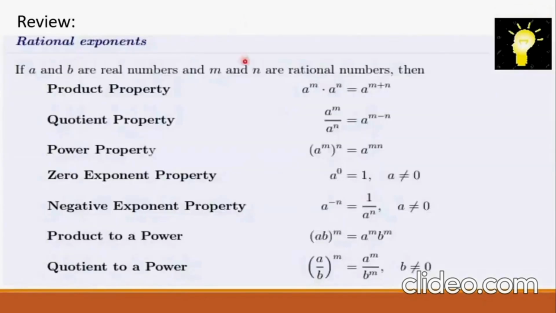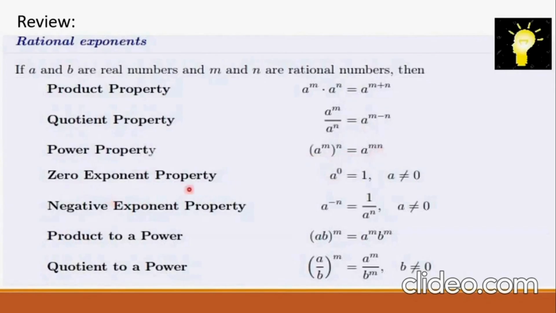Here is the review of the laws of exponents. We have this product property. We know that when we multiply exponents with the same base, we simply add exponents. We have the quotient property. When we divide exponents with the same base, we subtract the exponents. We have this power property. When we have a raised to m, and outside there is another power n, this is equal to a raised to the product of the exponents, mn.